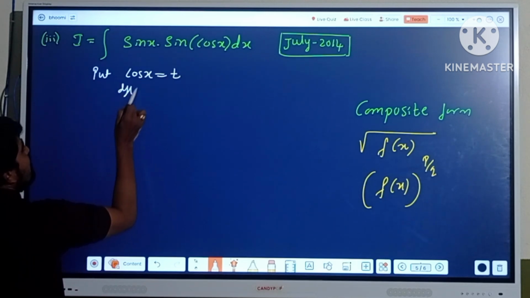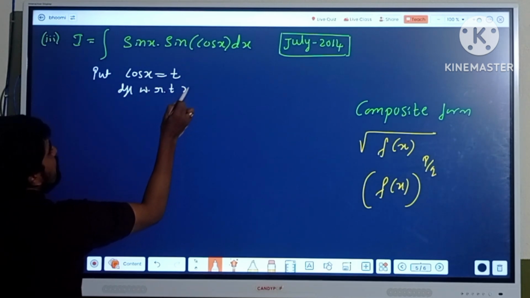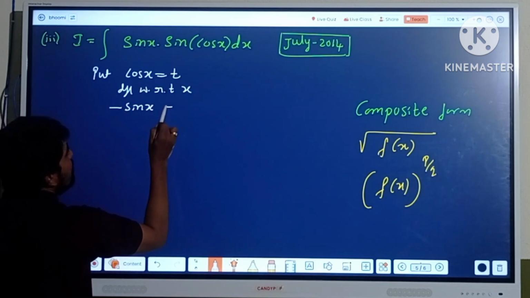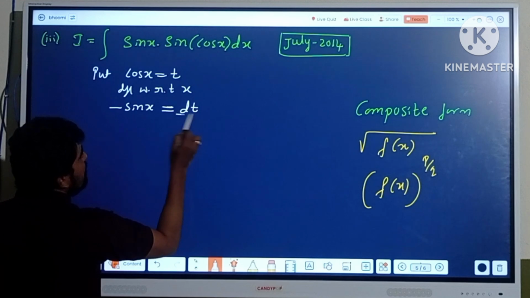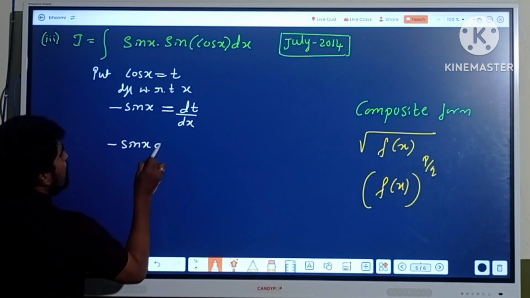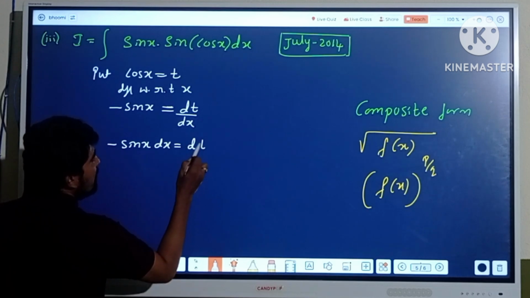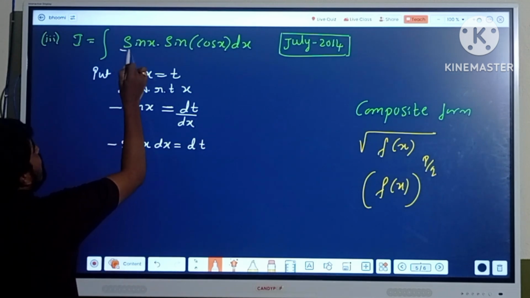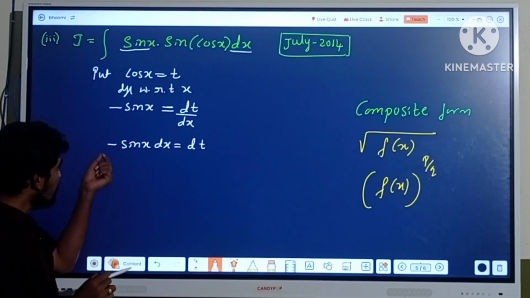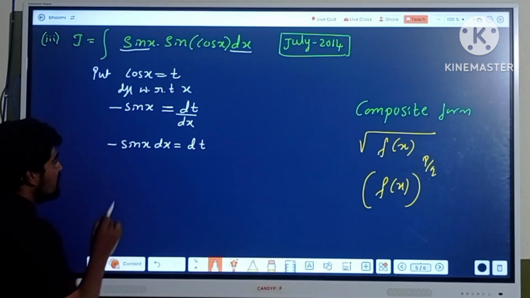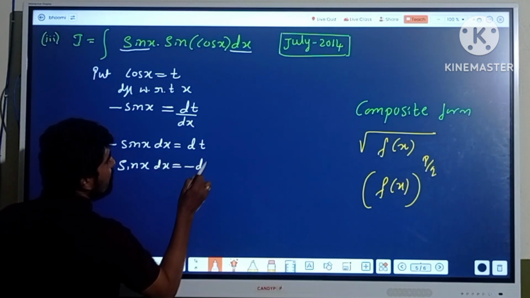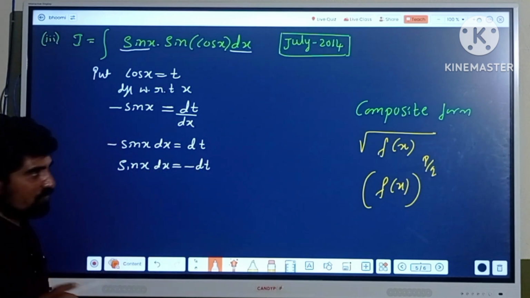Differentiate with respect to x. The derivative of cos x is minus sin x, equal to dt by dx. By cross multiplying, minus sin x dx is equal to dt. But the question contains only sin x dx, and we have here minus sin x dx. That's why shift this minus 1 towards the right side. It becomes sin x dx is equal to minus dt. I hope all of you understood.